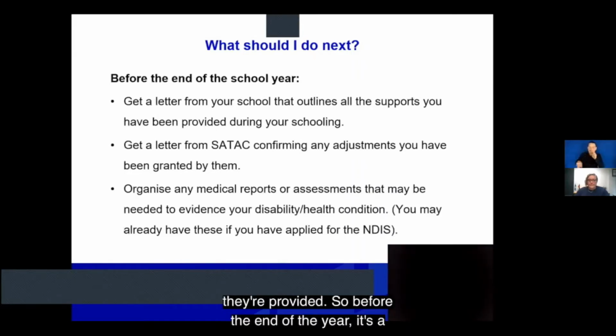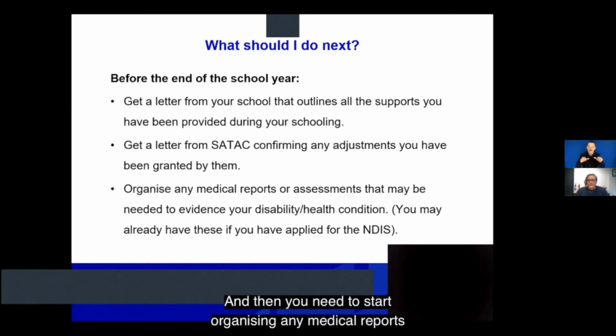Before the end of the year, it's a great idea to get a letter from your school outlining all the supports that you've had there. And if you had any adjustments approved by SATAC for your exams or end of year assessments, then if you could get a letter from them confirming those, that's also very helpful to provide to your university disability advisor.